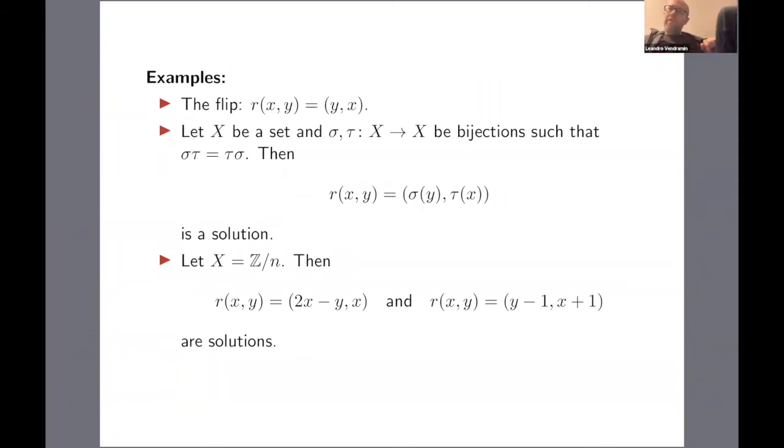And if you have a little bit more structure over your set X, then you can do more stuff. For example, if X is the set of integers mod n, then you can produce either this solution, the first one that I wrote here, or the other one, okay? If you have a set with a little bit more structure, then you can do more stuff.